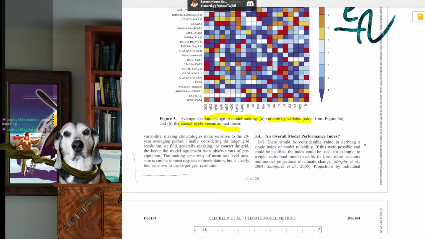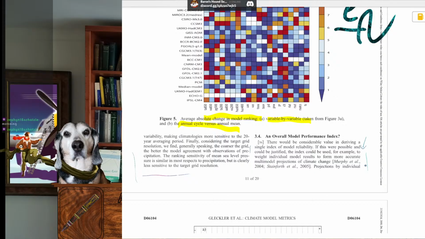There would be considerable value in deriving a single index of model reliability. If this were possible and could be justified, the index could be used, for example, to weight individual model results to form more accurate multi-model projections of climate change. So again, lots of times you don't just take one model, you take 5 different models and you combine them together to get an overall understanding of what's going on, knowing that certain models are better at certain things than other things.